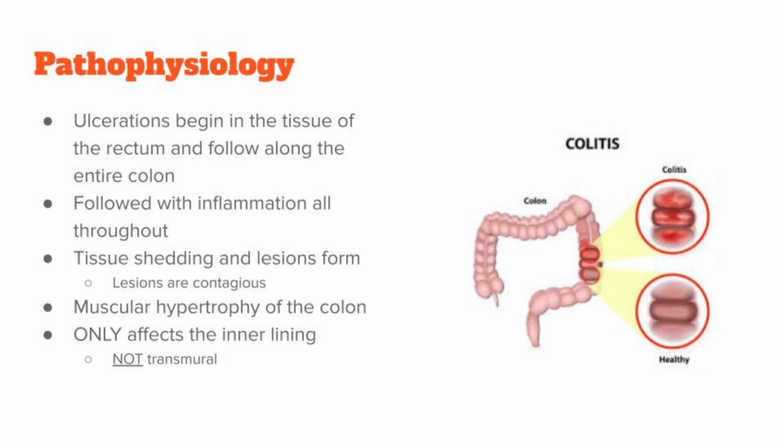The abdominal muscle will also become hypertrophic, meaning that it increases in size, and it only affects the inner lining of the abdominal tissue. It's not transmural, meaning that it won't affect the other layers.